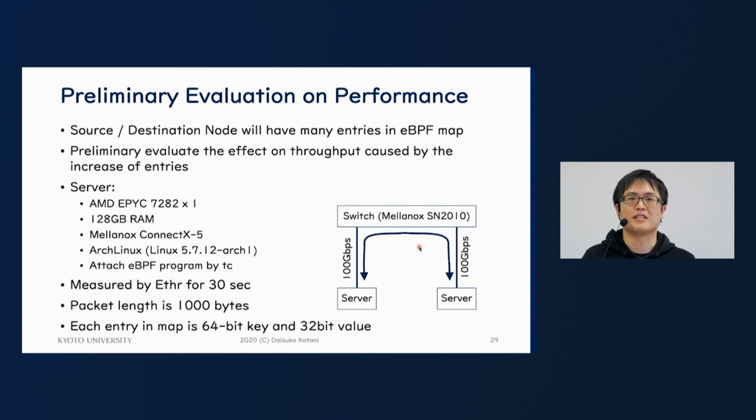So this is the environment of this validation process. We have two servers, we have one switch, and they're connected in 100 gigabps. The eBPF program is attached by TC. Packet length is 1,000 bytes. Each map entry is a 64-bit key with a 32-bit value.